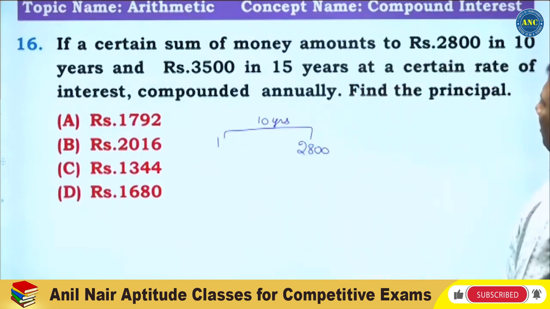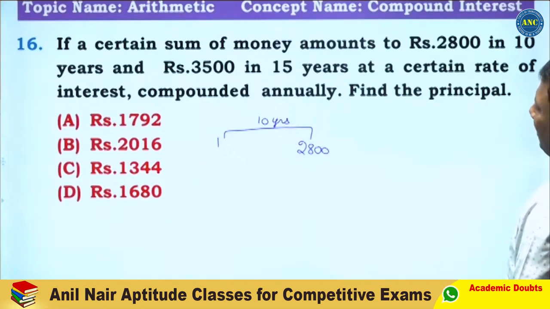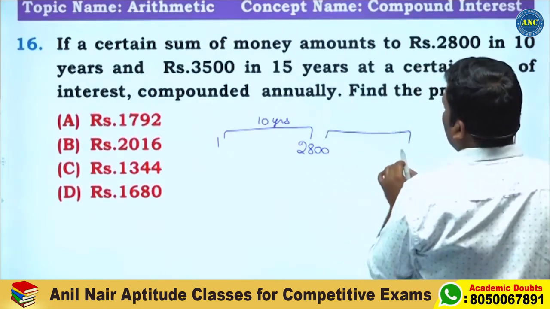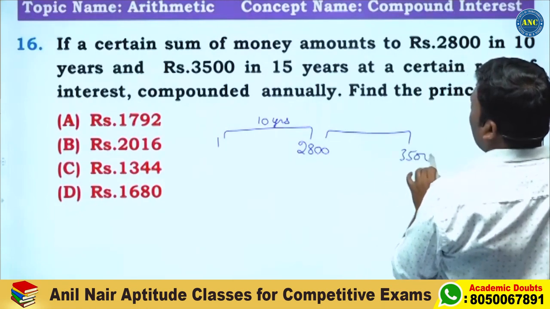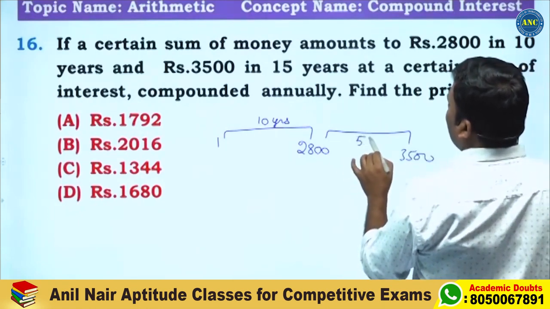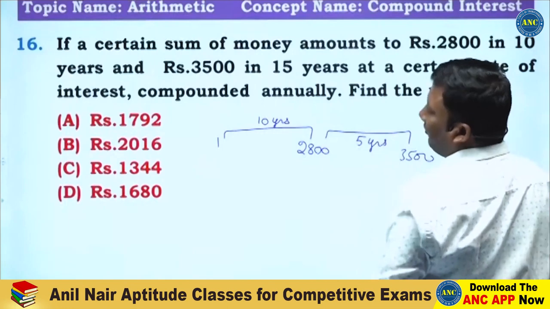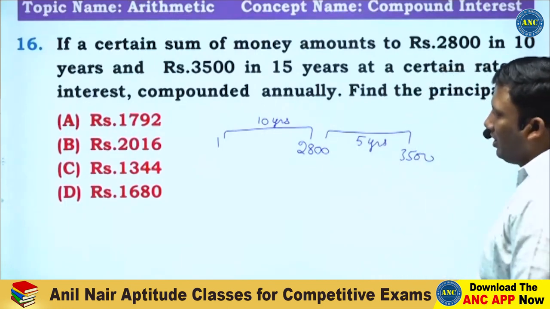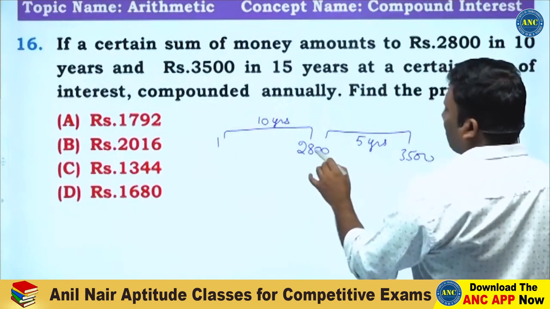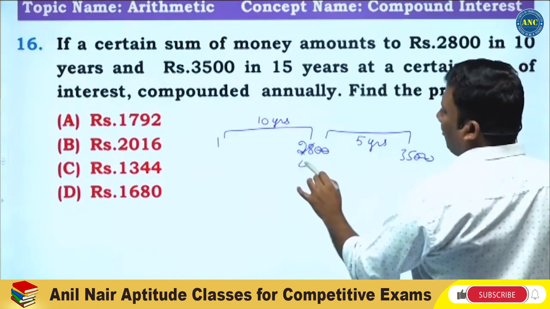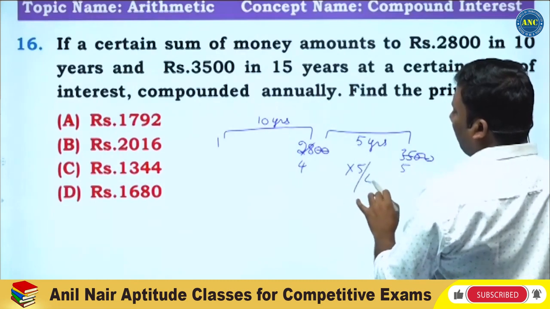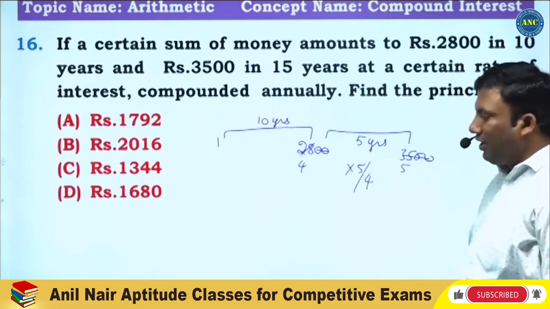And it is becoming 3,500. In how many years is it becoming 3,500? It is in 15 years. That means next 5 years. Are you all with me? So for every 5 years, the zeros cancel. 7 4s are 28, 7 5s are 35. Scaling factor is 5 by 4.